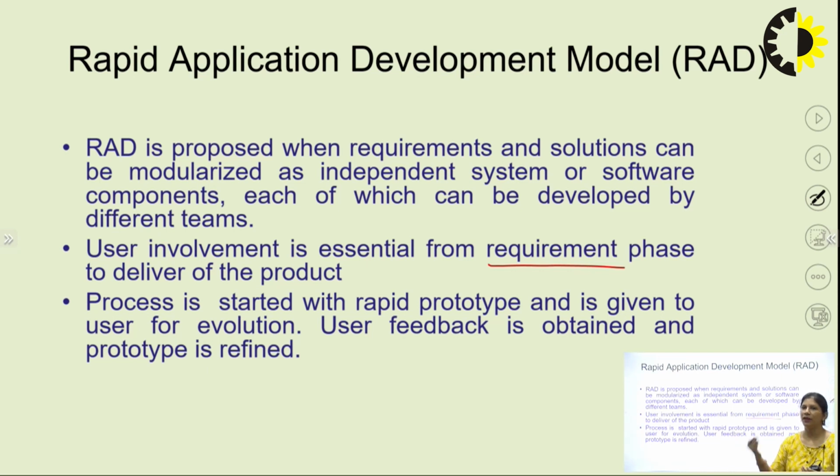Here the feedback is involved, and then the prototype is refined. We can evolve our system and make it more efficient by involving the users and their feedback, and after getting the feedback we can refine our system according to the needs of the user.